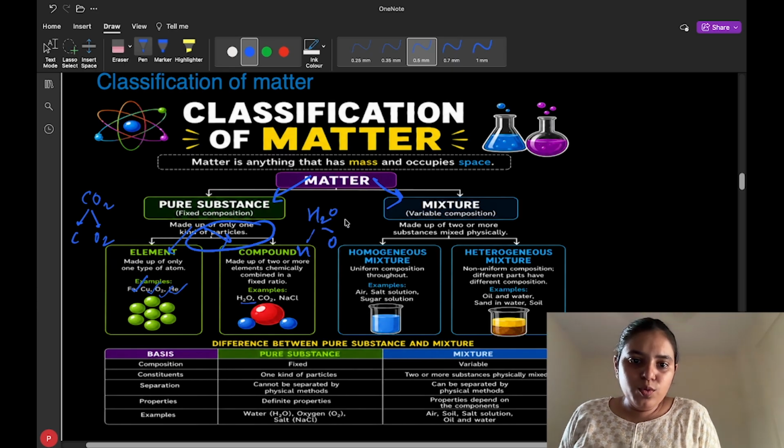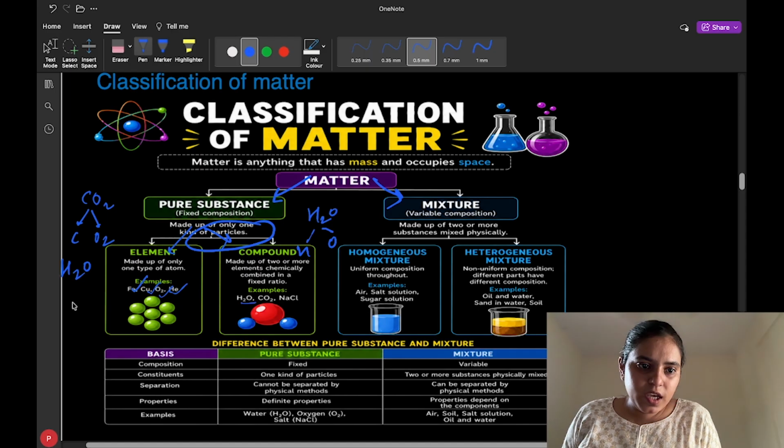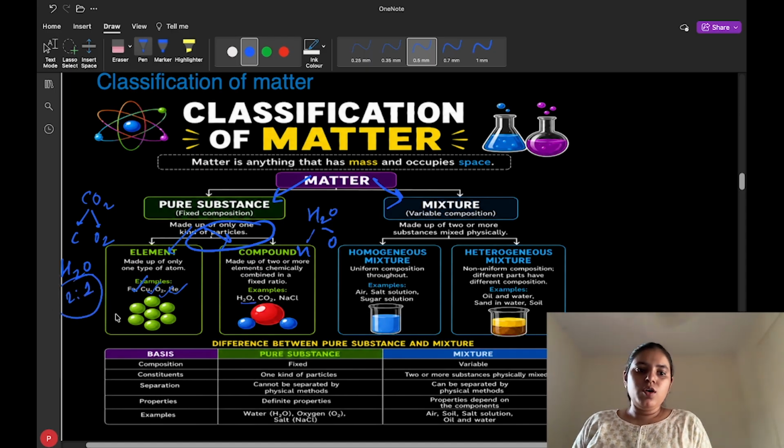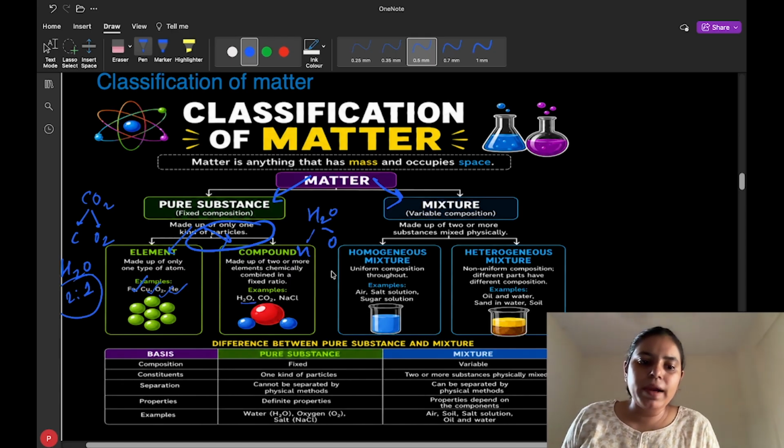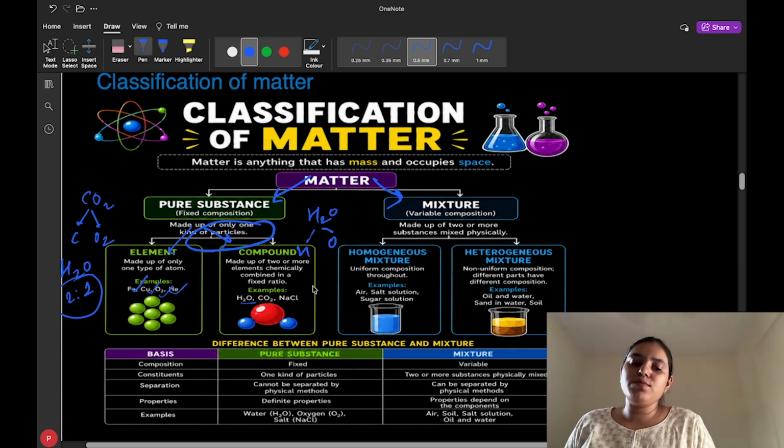H2O, the ratio of H2O is 2:1, meaning 2 hydrogen and 1 oxygen. So their ratio is fixed. That's why we say combined in a fixed ratio. There are different types of compounds like H2O, CO2, NaCl, H2SO4, etc.